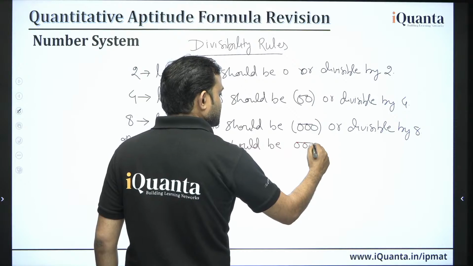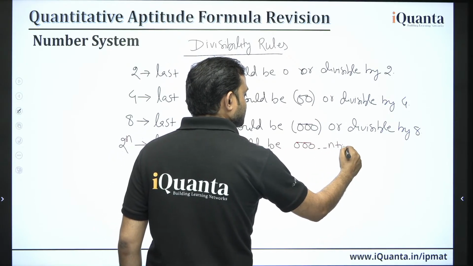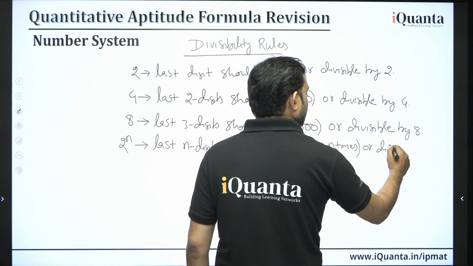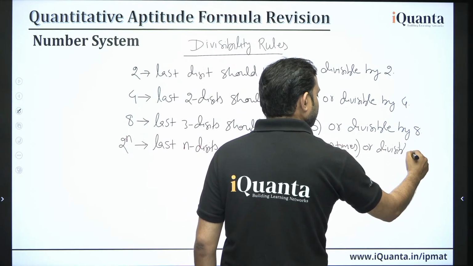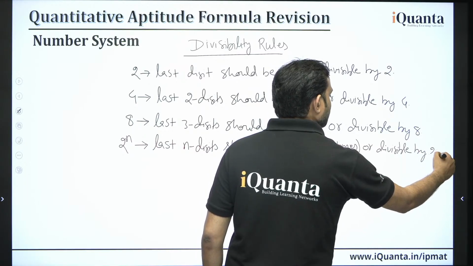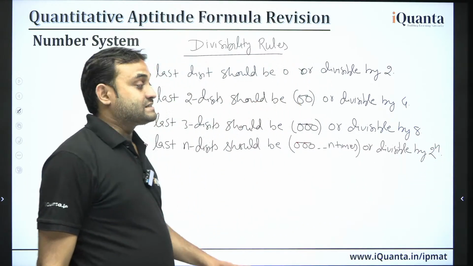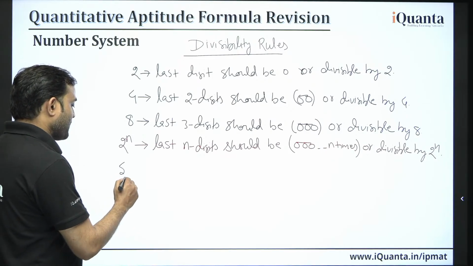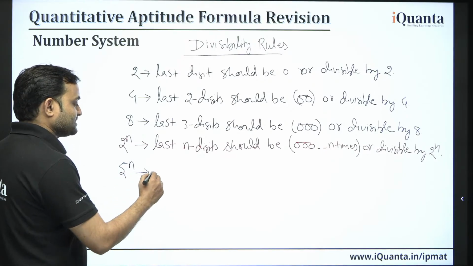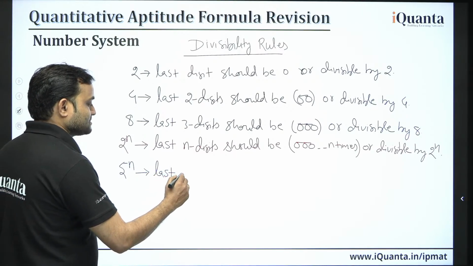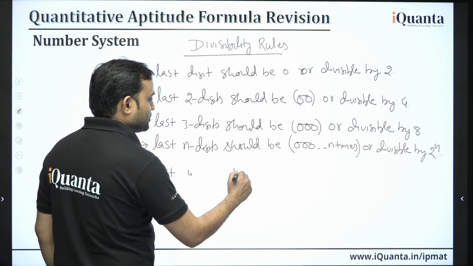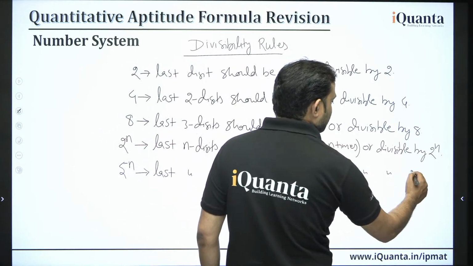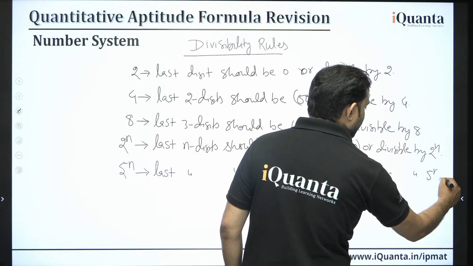Last n digits should be 000...n times, or divisible by 2 to the power n. Okay. Same rule we can apply for 5 to the power n. For 5 to the power n, we can apply the same rule that last n digits should be 000...n times or divisible by 5 to the power n.